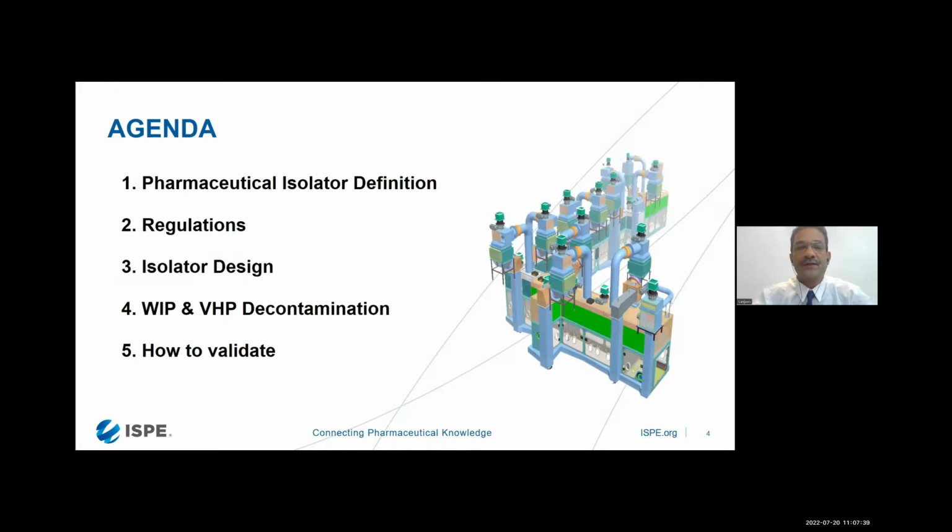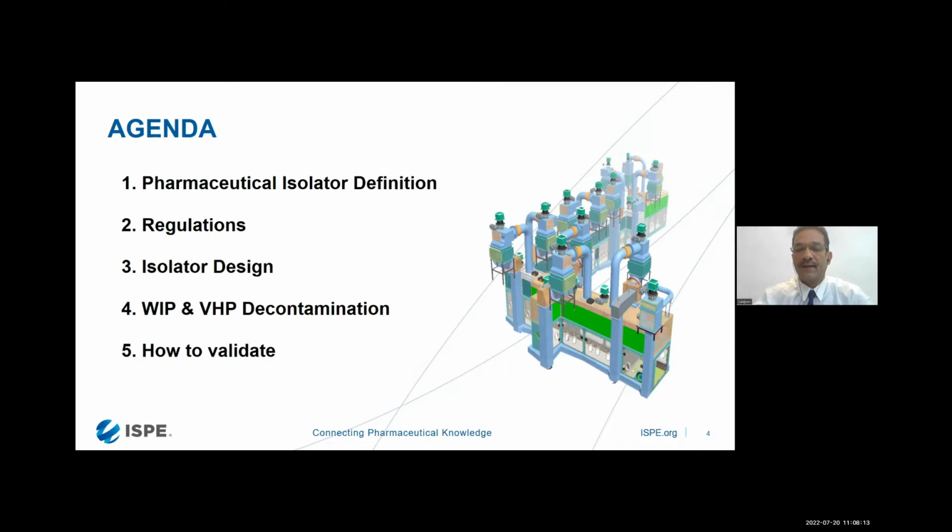The major agenda for this presentation is, first, we are going to talk about the pharmaceutical isolator definition, its regulations, and how to design an isolator. In the designing of an isolator, we will cover the different components which make a complete integrated line. We will also talk about washing place and the VPHP decontamination, which I think everyone will be very curious to know about. The last part of this session is going to be about how to validate an isolator.